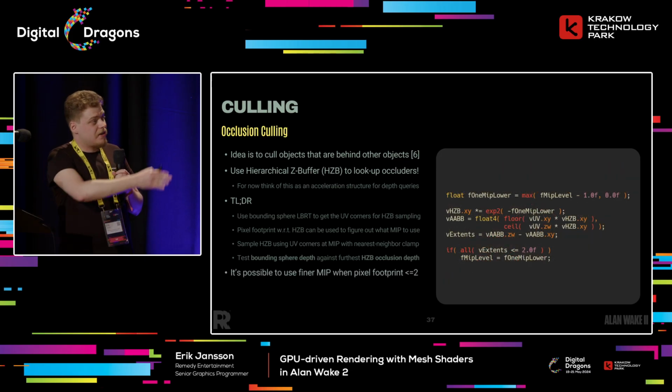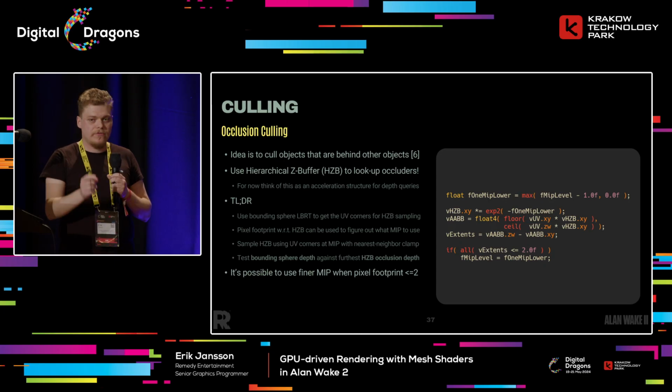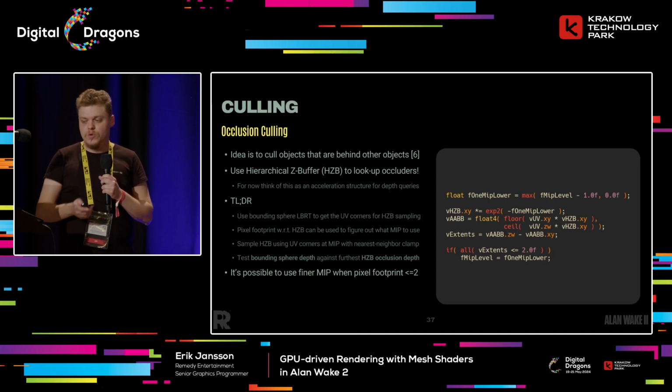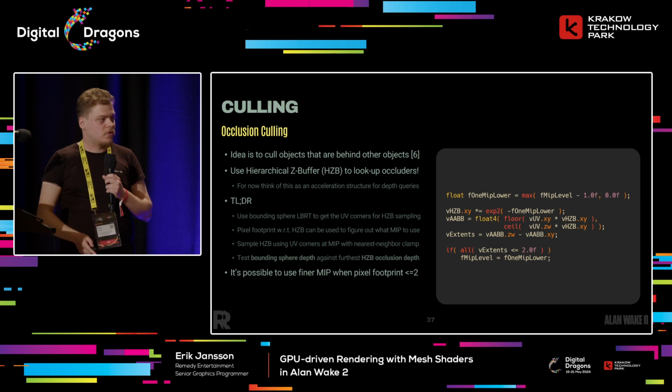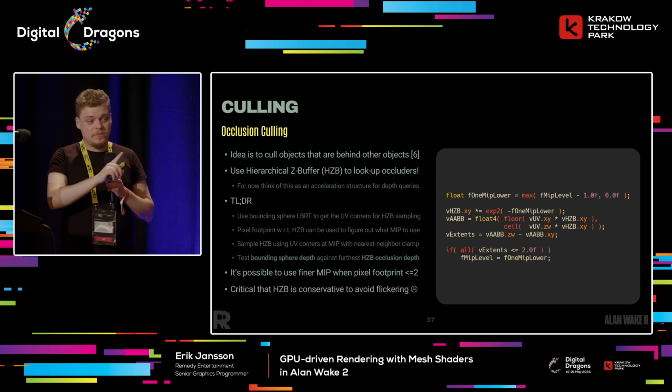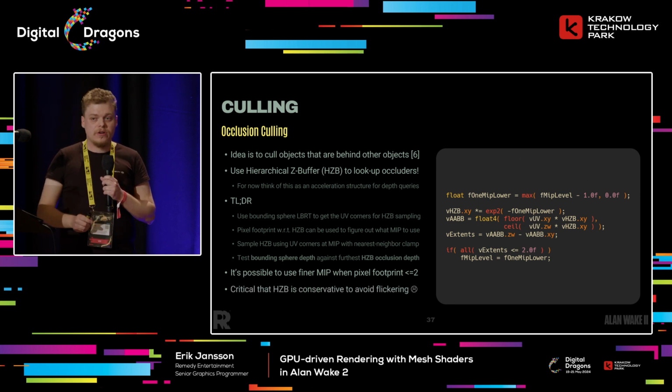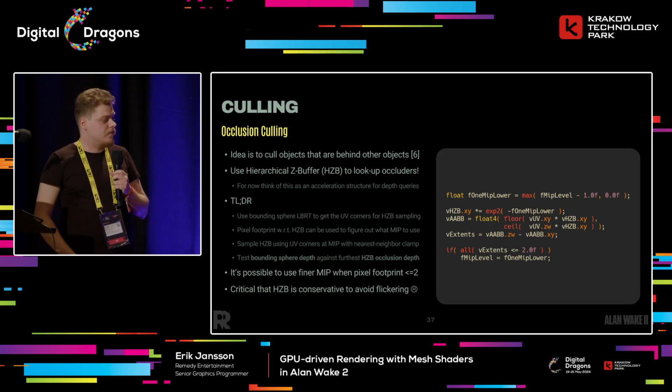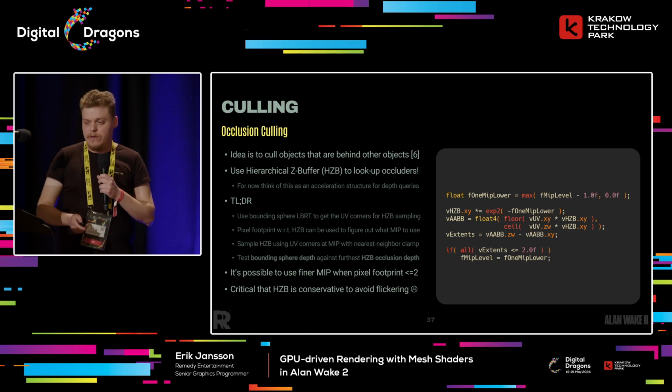And that's it. You can improve the results even more by trying to sample 1 MIP lower if the texel footprint is less than 2 pixels. This results in better occlusion culling. It does mean that you need to have a very conservative hierarchical Z buffer, though, for this to work. We actually fought with this for quite a while. Otherwise, you're going to get lots of flickering in your game.